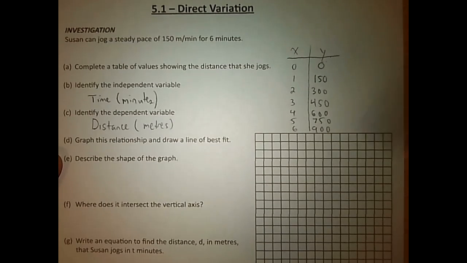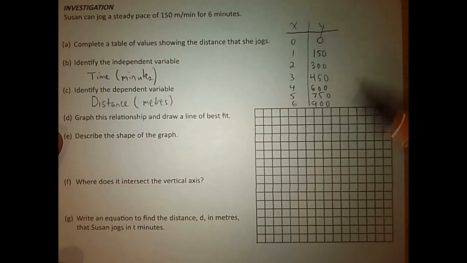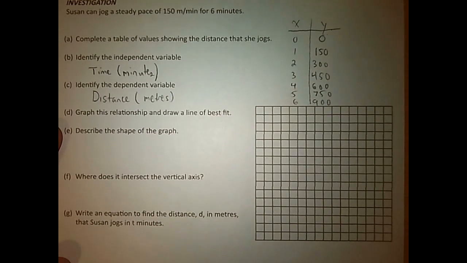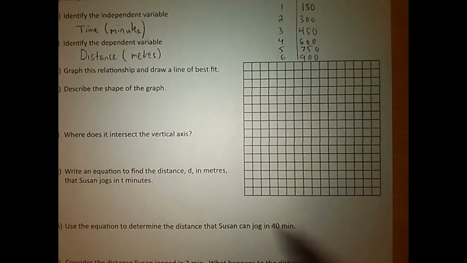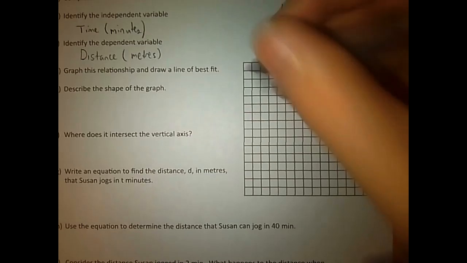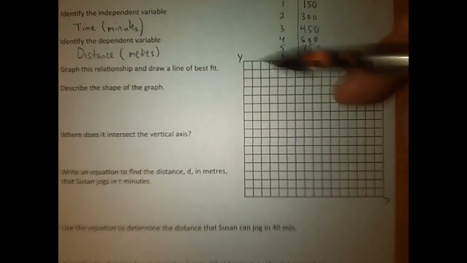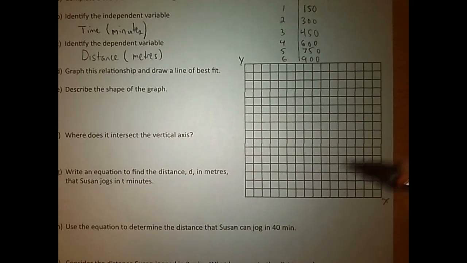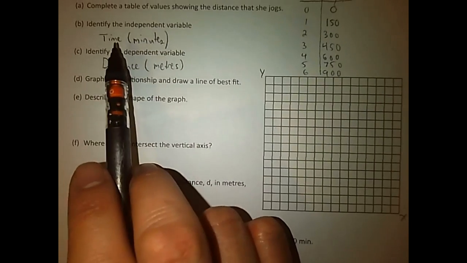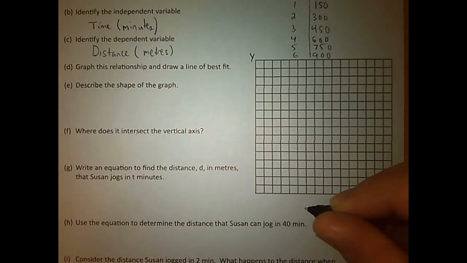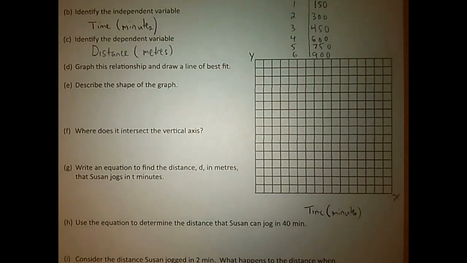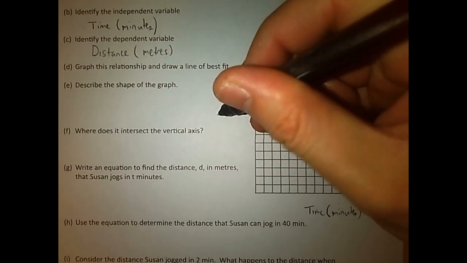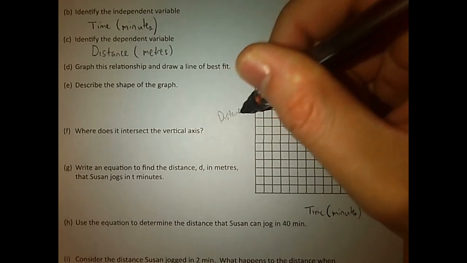So now we're going to graph this relationship. We're going to graph these points, and then we're going to draw a line of best fit. When we make our graph, we're going to have our independent variable on the x-axis. So I'm going to label this x, and the y-axis is going up and down here. We already established that our independent variable is time, so I'm going to put that label down here. Time, again with the units in minutes. And then on our y-axis we were measuring distance in meters.